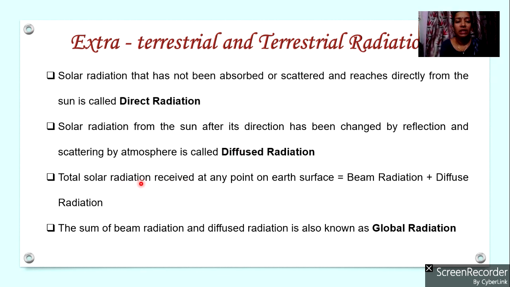So the total solar radiation received at any point on Earth's surface will be the sum of direct radiation and diffused radiation, or beam radiation plus diffused radiation. This total solar radiation is also known as global radiation. Global radiation means the total amount of solar radiation received on a particular location of Earth's surface.